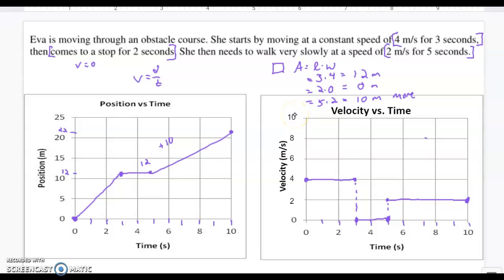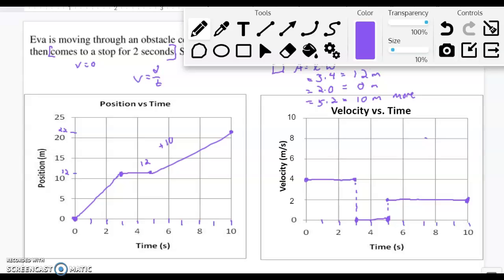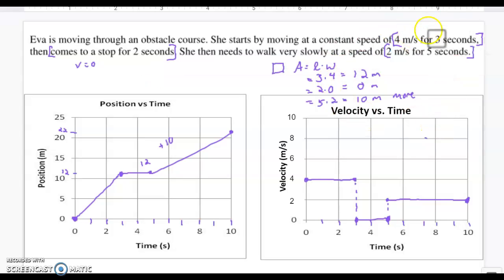If you are given velocities like here, you can find the area underneath to solve for the positions, and then you graph it out. So that's kind of how you go through those problems.